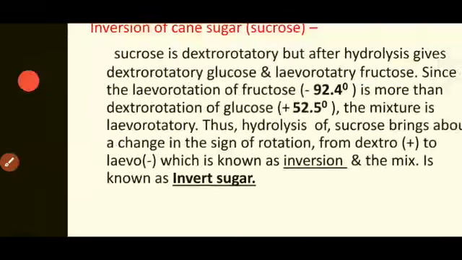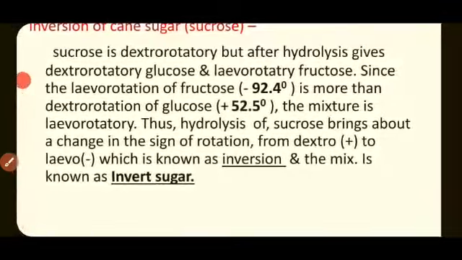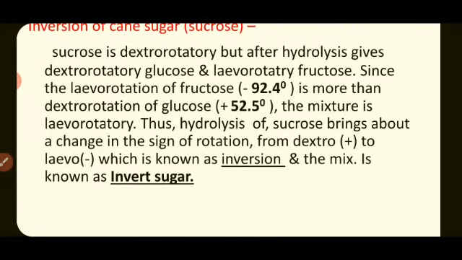Now, the levorotation of fructose, you can see the figure in bracket with minus sign 92.4 degree, is more than dextrorotation of glucose, that is plus 52.5 degree. The mixture is levorotatory, means after hydrolysis sucrose brings about a change in the sign of rotation from dextro to levo. Maximum is levo, therefore change in sign takes place, which is known as inversion, and the mixture is known as invert sugar.